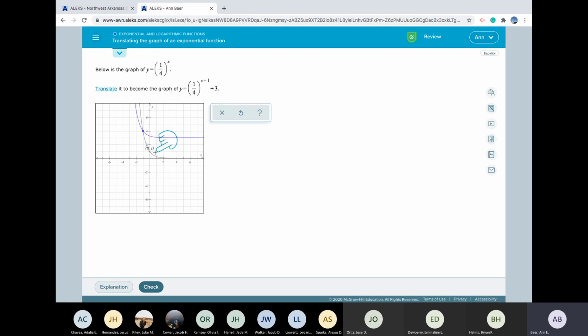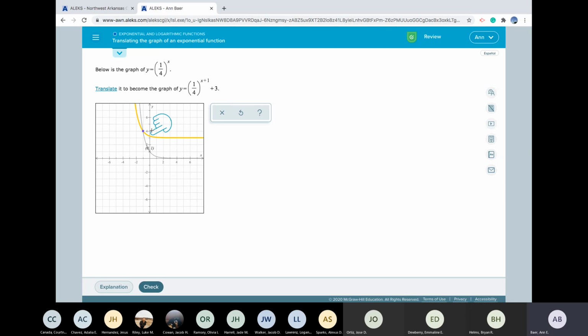Now we wanted to move 1 in this direction, so I'm making sure that I did that, and we are now up at 4. What I would encourage you all to do is to check. Get the coordinates of this blue point up here. If I go straight down to the x-axis, we've got -1. Then we go straight over to the y-axis, and that's at 4. So that blue point is at -1, 4.